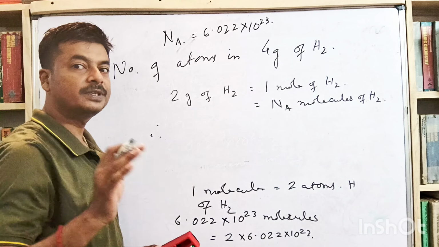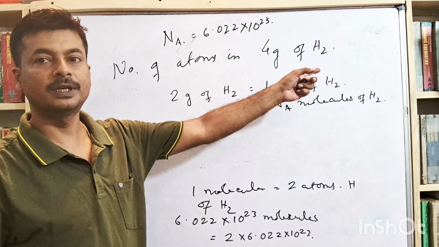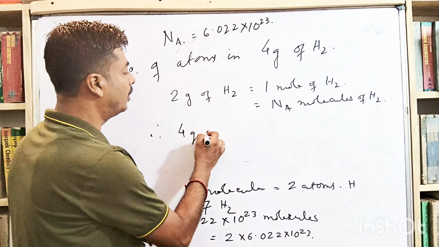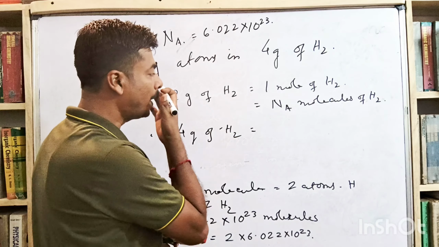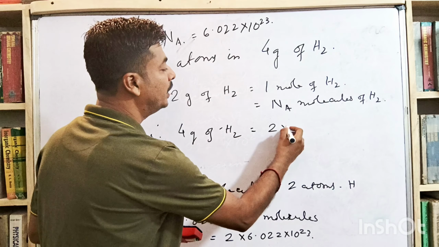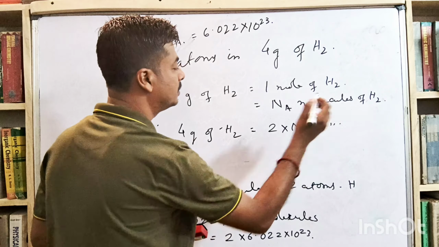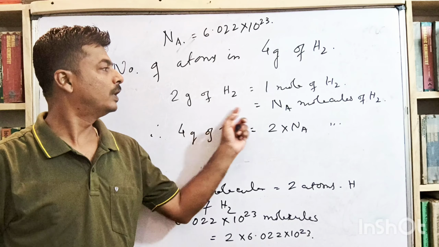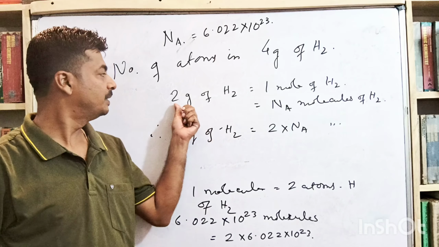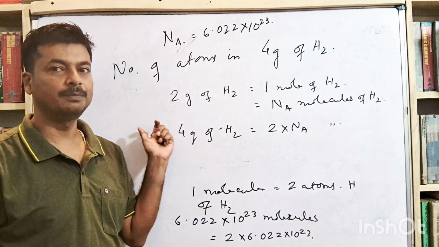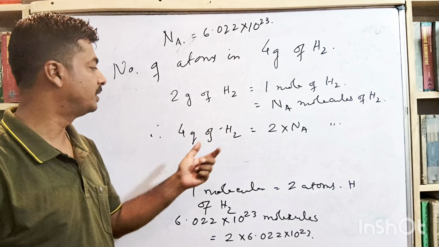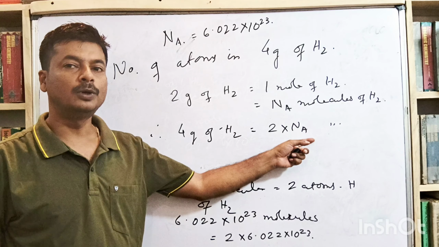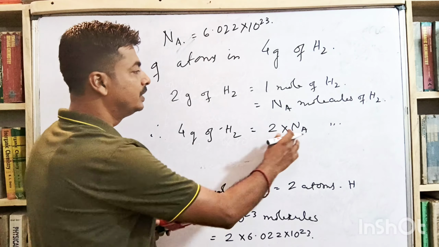Therefore, what was our question? In 4 gram of hydrogen, how many hydrogen molecules are present? In 4 gram of H2, there will be 2 into N_A molecules. Is it clear? If in 2 gram N_A molecules are there, it means if we double it, in 4 gram there will be 2 into N_A. You can get the same thing simply by the unitary method also. So this many molecules.